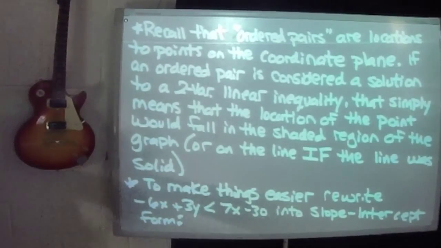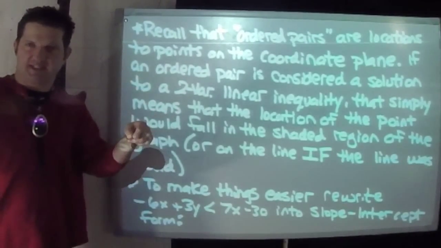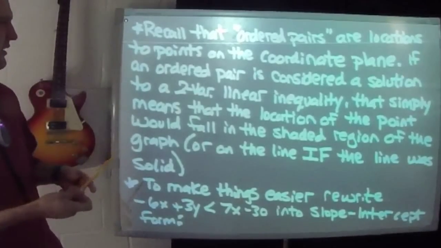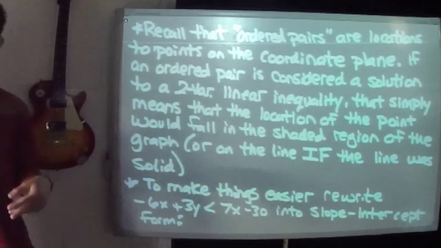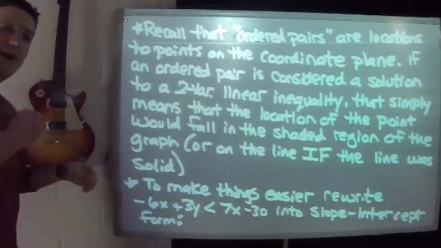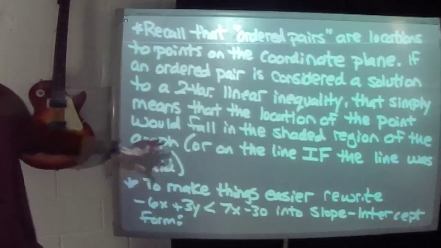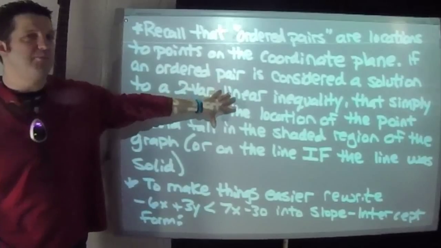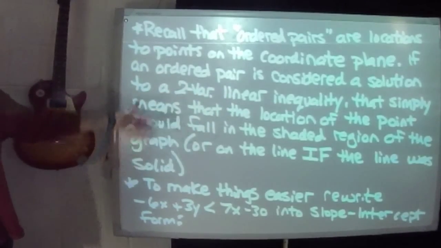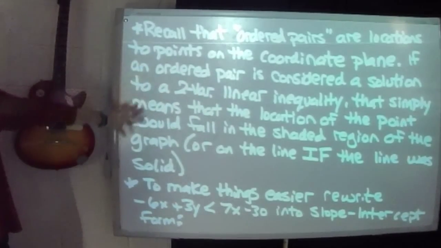All right, recall that ordered pairs come in parentheses, and they are locations of points on the coordinate grid. If an ordered pair is supposed to be a solution to one of our inequalities, that means one of two things. We would graph a line and shade it. So if an ordered pair is a solution, it would fall in the shaded area. If we had a picture, that would be really easy to see, but on these we're not going to have a picture unless we wanted to draw our own.